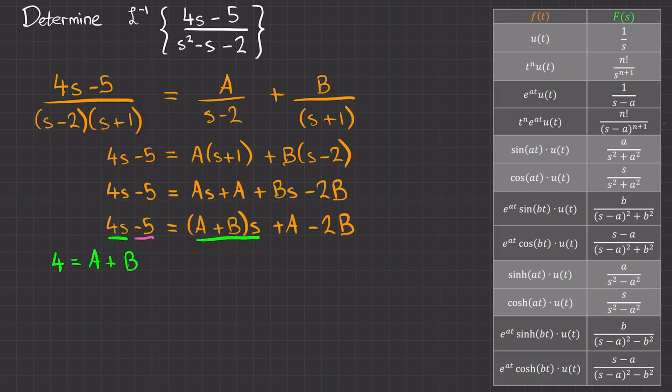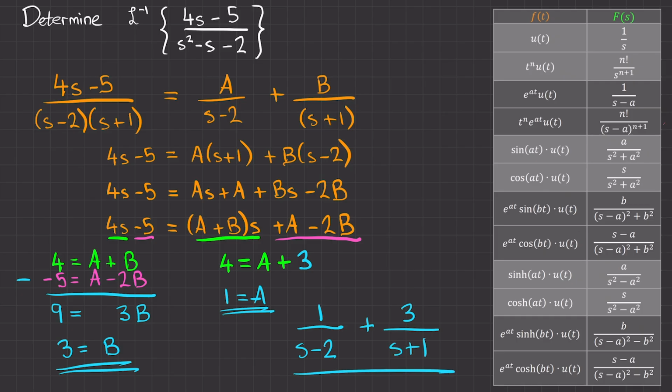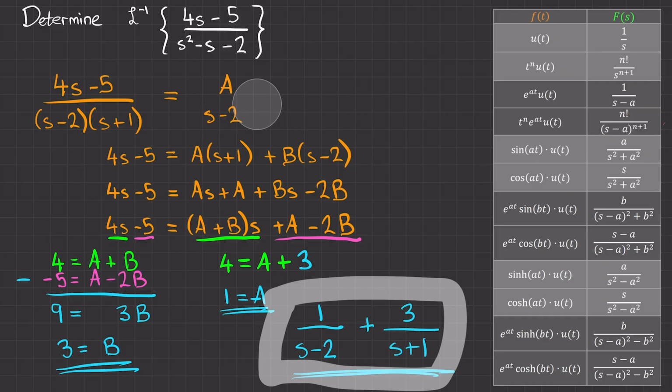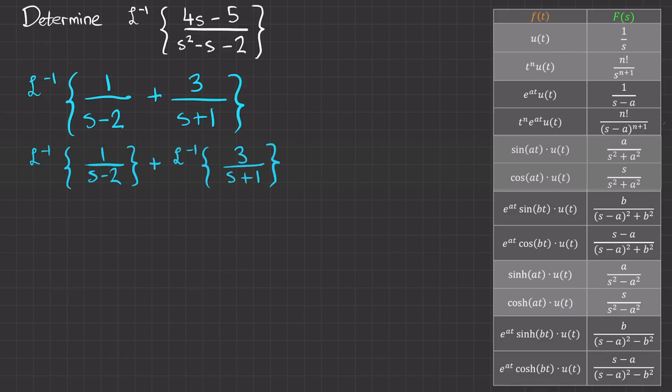our A and B values, which we can then substitute back into the expression to get 1 over s minus 2 plus 3 over s plus 1. We can split up this expression into two separate inverse Laplace transforms. Using our table, the left-hand expression highlighted in orange resembles this transform here, and the right-hand expression highlighted in green also resembles this same transform.